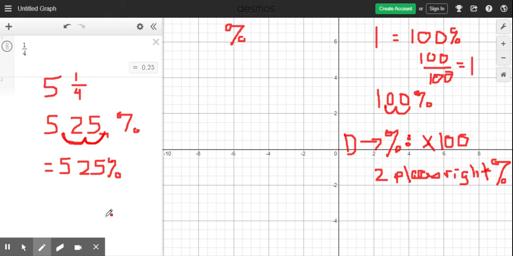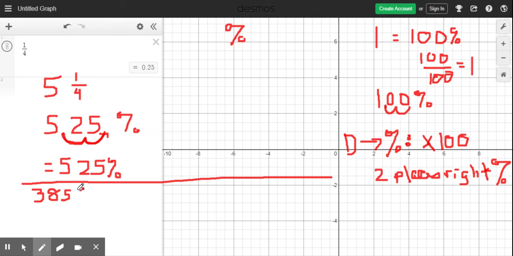Okay, on the other hand, let's say you have a percentage and you want to convert that back into a decimal. So let's say you have 385%, and you want to convert that into a decimal. Well, we'll just do the reverse. Instead of multiplying by 100, we're going to divide by 100 because percent means per 100 or out of 100. So I'll move our decimal 2 places to the left.